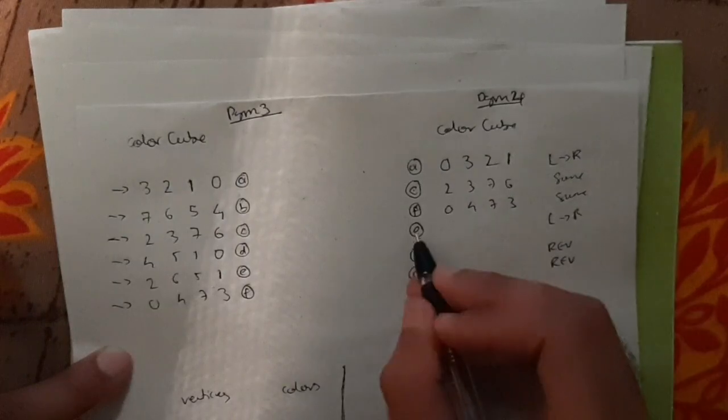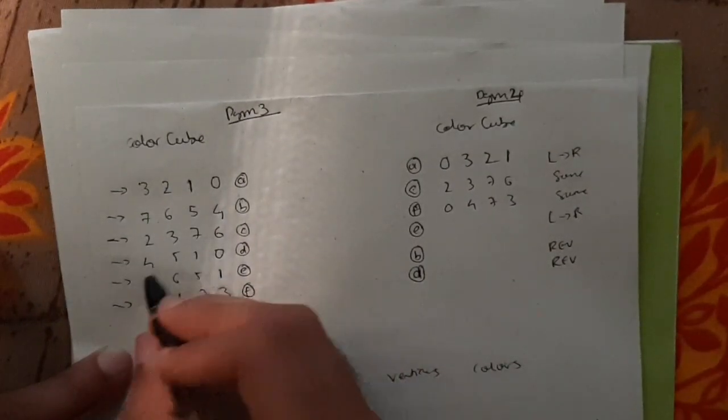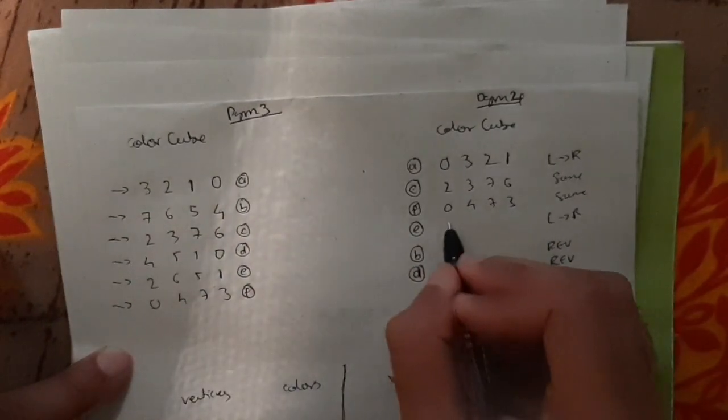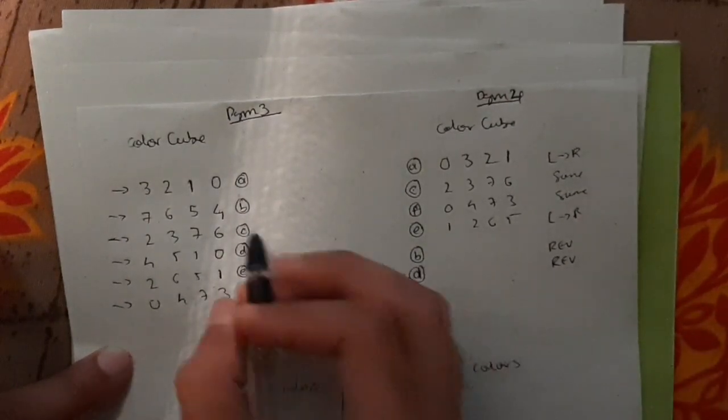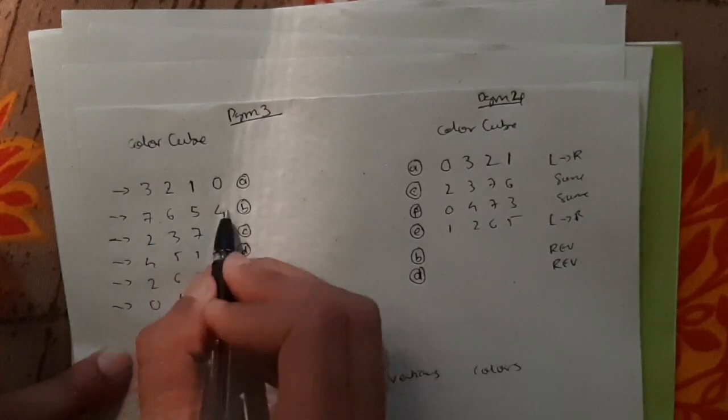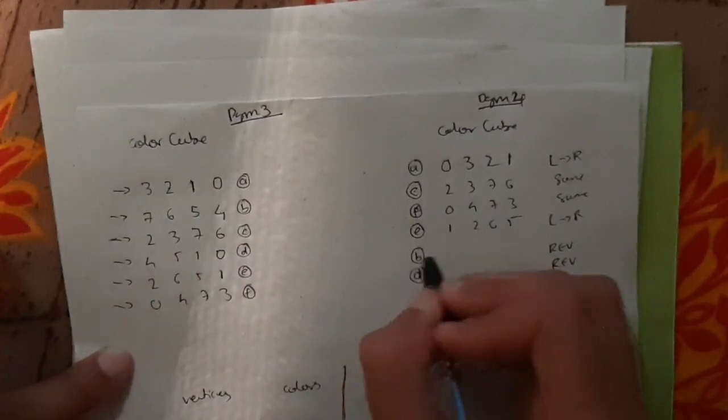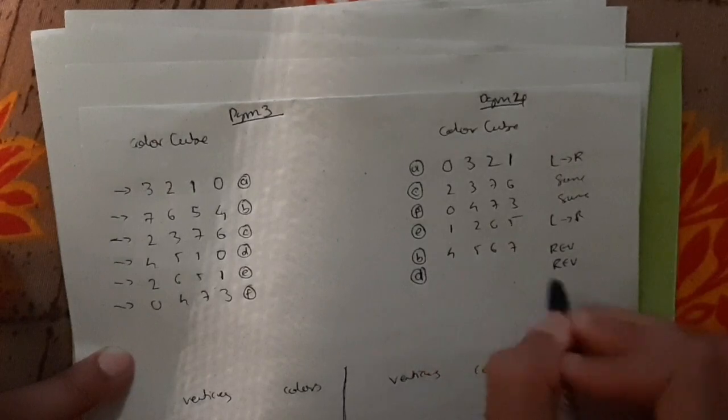Then L to R for E. E means L to R, 1 will come here: 1 2 6 5, right here 1 2 6 5. After that, reverse. Reverse what? B and D. B, if you reverse, instead of taking 7 6 5 4, we will take 4 5 6 7. So right here 4 5 6 7, and reverse D as well.